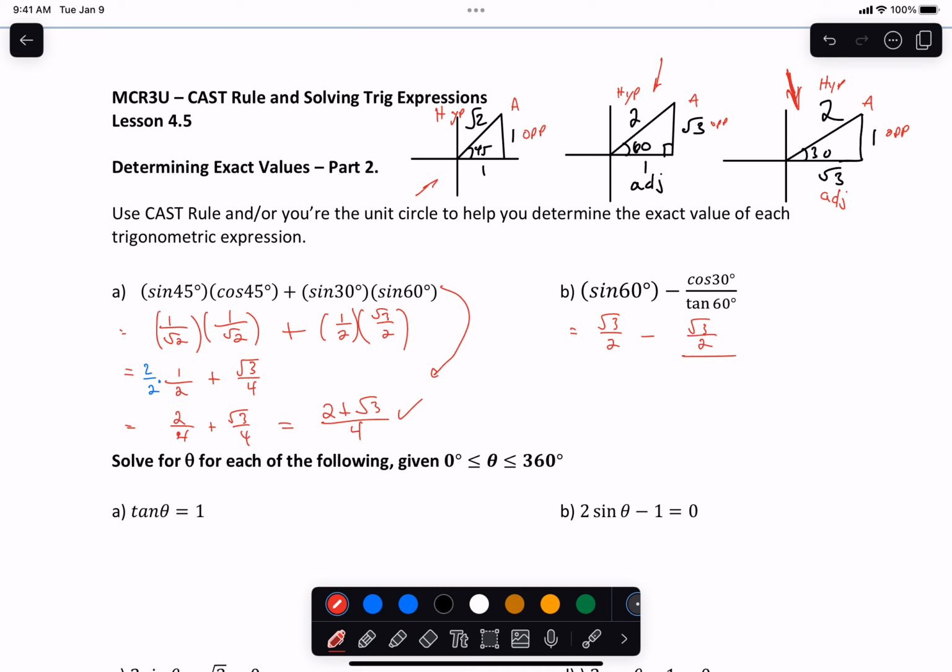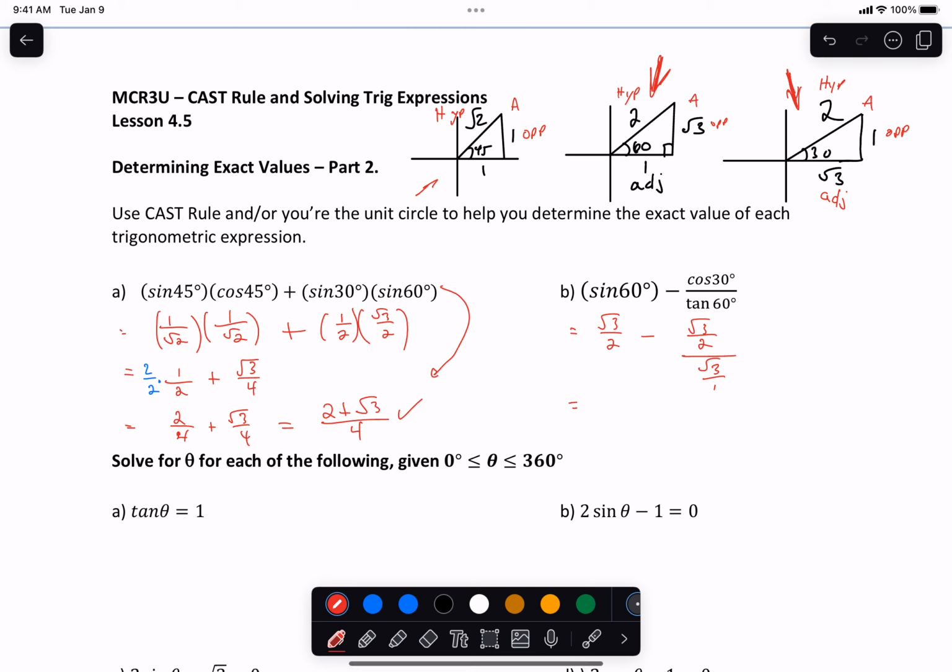And then we need to divide that by the tangent of 60. The tangent of 60, I'm back over here. The tan of 60 is back over here on this triangle, the middle one. Tangent is opposite over adjacent. So opposite over adjacent is going to be root 3 over 1 for that triangle for 60 degrees.